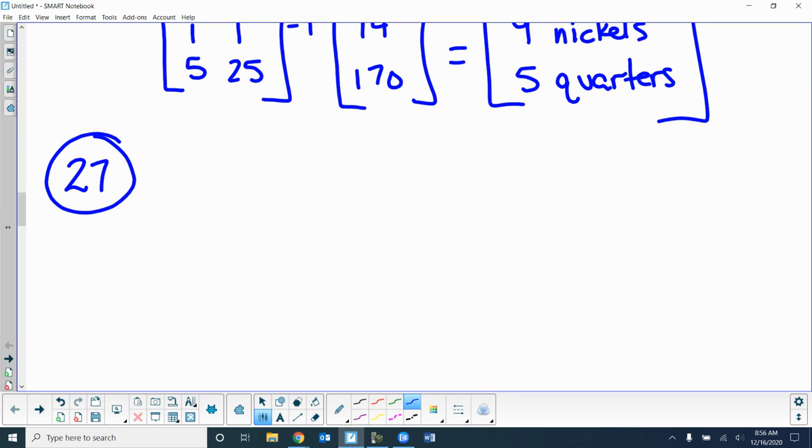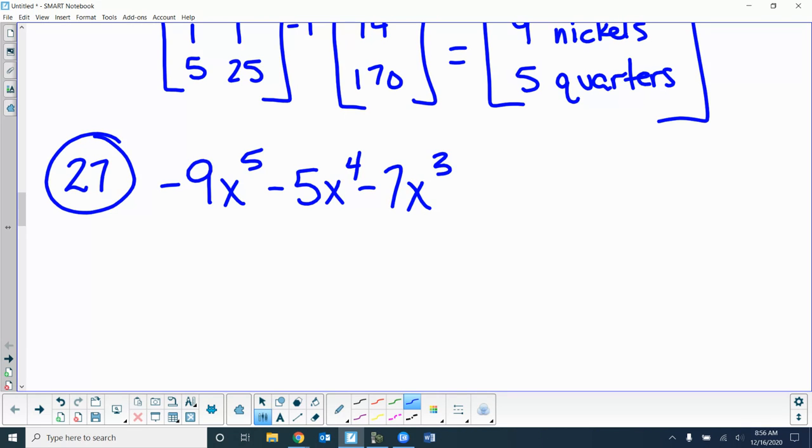Put it in standard form. So what's the first number? The negative 9x to the fifth, right? The biggest one as far as degree, right? And then the minus 5x to the fourth. And then the minus 7x cubed. And then we have a positive x squared. And a negative 14x. And a 6. All right, so that's the first step, standard form, put it in the correct order.